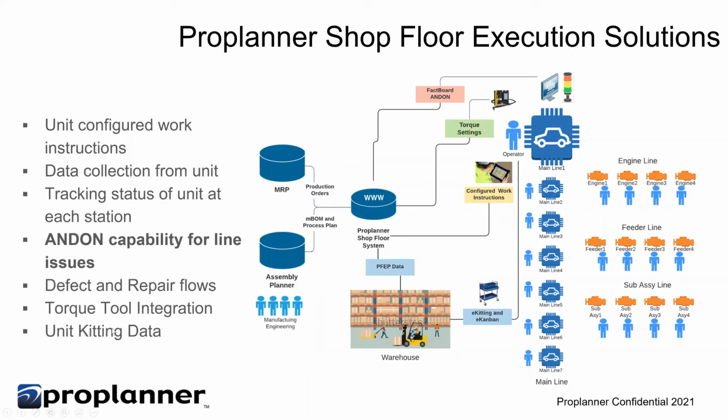Integration with torque tools, and in our PFEP domain, we have e-kitting and e-Kanban, which is basically shop floor level, unit-based kitting and Kanban data. So this visual shows you that what I'm going to be working on today is the ANDON capability, which is basically our Factboard solution. As I said, it's an enhancement to, or an addition to the shop floor work instruction system. But I just wanted to lay out all the different modules that we offer on the shop floor side.